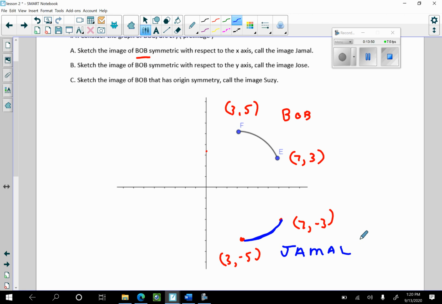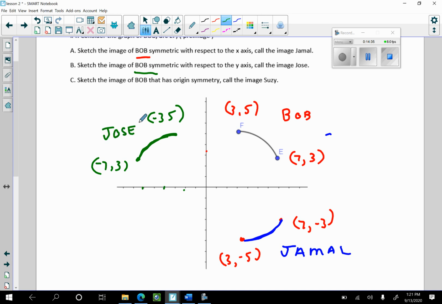Now we're going to take the image of Bob and reflect Bob about the y-axis. And we're going to call that one Jose. So what happens when I reflect across the y-axis? The y's stay the same, but the x's change. So this is going to be -3, 5. It's going to be about right here, -3, 5. The x's go negative. 1, 2, 3, 4, 5, 6, 7, and up to 3. So this is going to be -7, 3. And so this is going to be the graph of Jose.